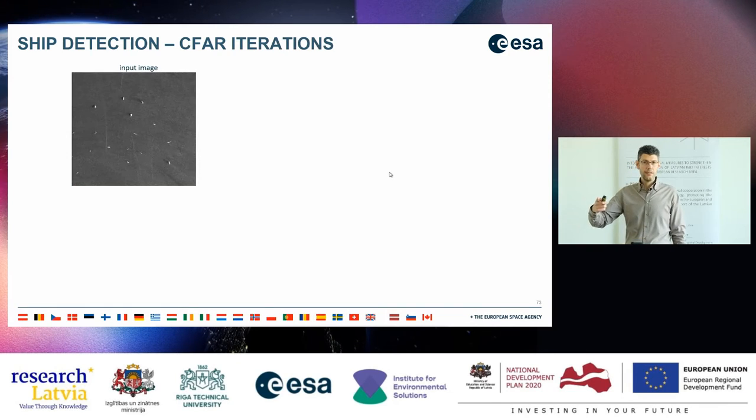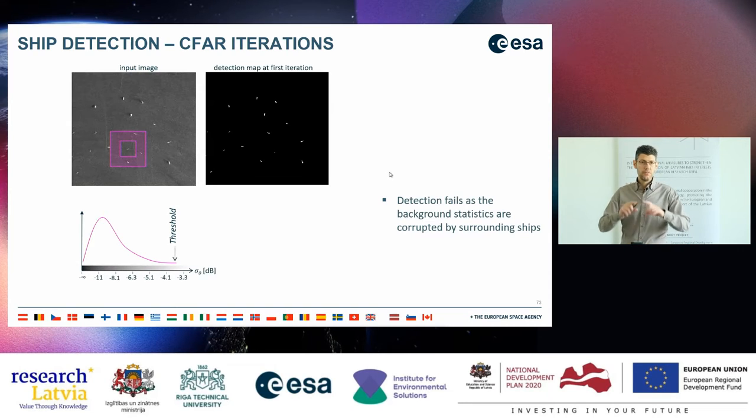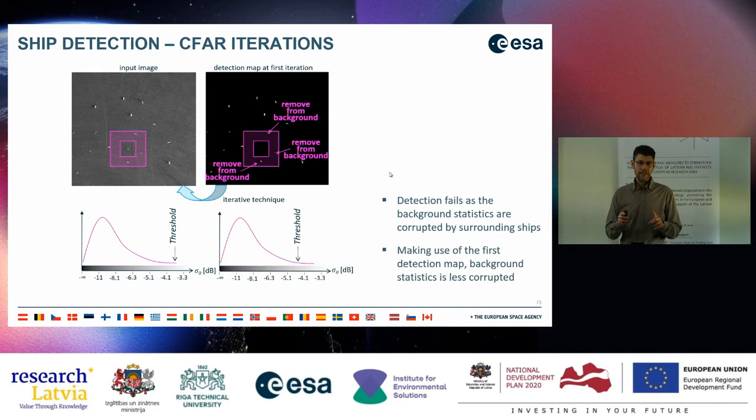Then there was the idea of CFAR iterations. This is the case when, for example, we have this image, right? Then we have our CFAR set up with background window and guard window. So then you have your threshold, everything that is above this threshold are the chips. So you see the results on the detection map at the first iteration. But you should notice that the chip that's actually there is missing. And it is missing because there are three chips, right, that are polluting your estimation of the background.